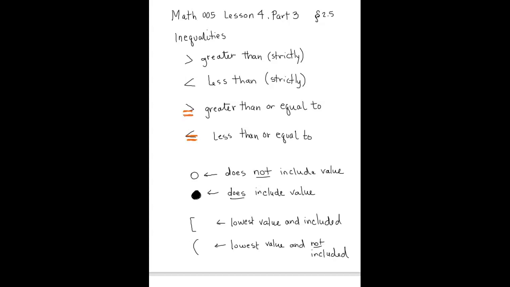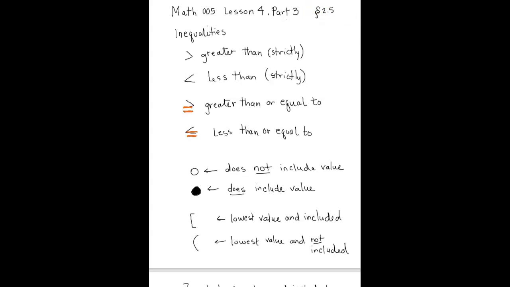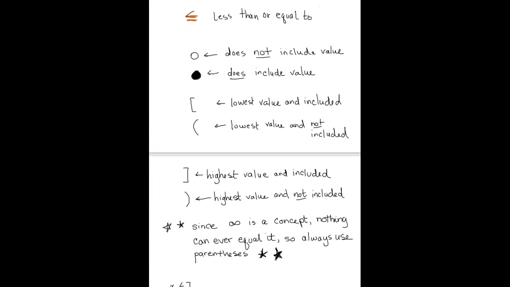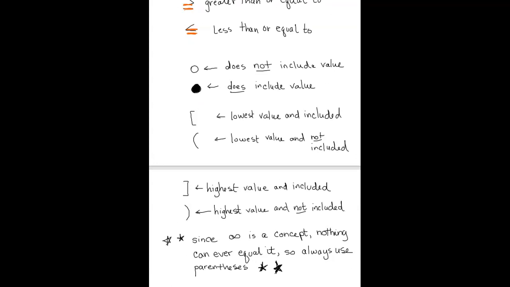When we're doing the interval notation, there's two ways that you can talk about it. One is going to be strictly greater than or strictly less than, and then you're going to have greater than or equal to or less than or equal to. So you're going to either include or not include the value. So let me go ahead and scroll this up a little bit, and I want to kind of go over this.